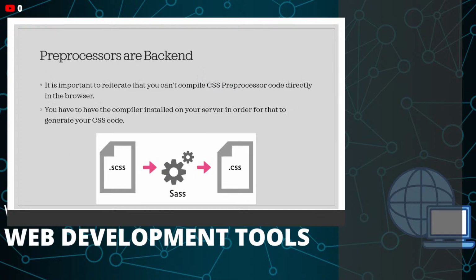But the big thing, again, is that preprocessors are back-end, right? We get a CSS, or an SCSS file that gets run through a process, converted to CSS, so you have to have the compiler installed, which is why we have to use CodePen.